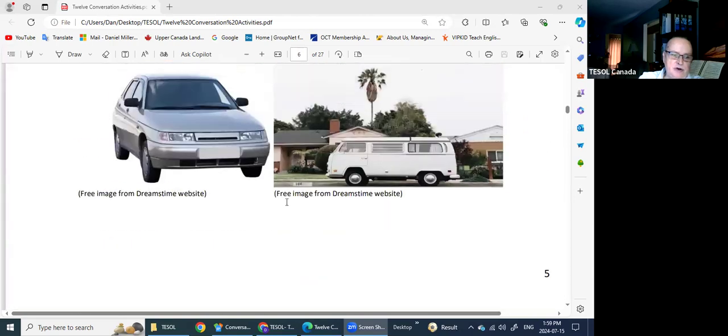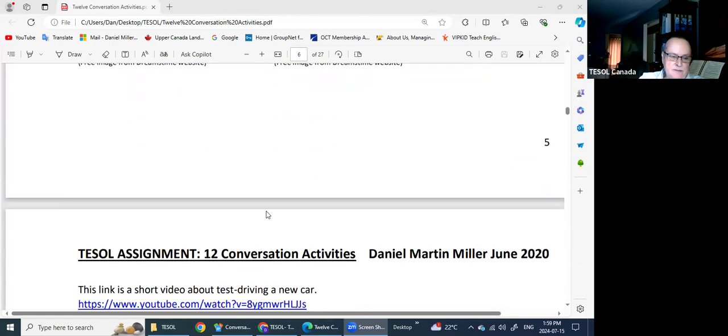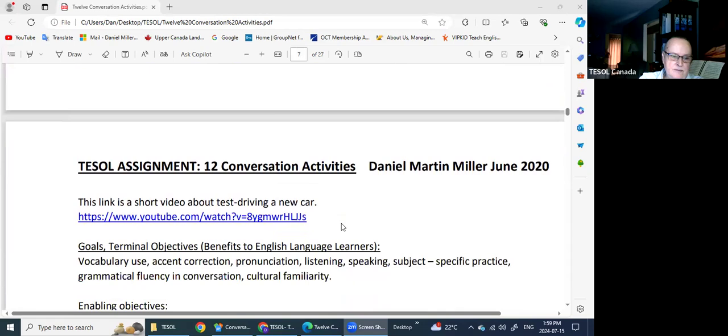And always be sure to cite the reference for where you got the picture from. You can just put it immediately underneath the picture like this. So I got both of these from the Dreams Time website. And then here's a video of test driving a new car.